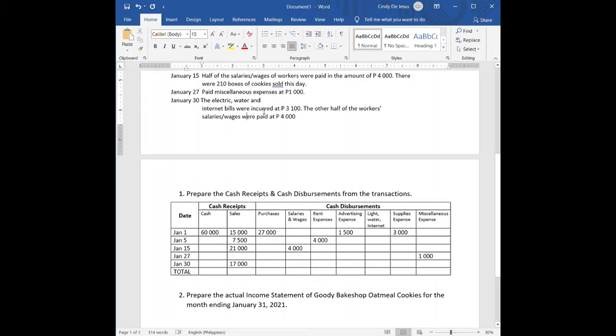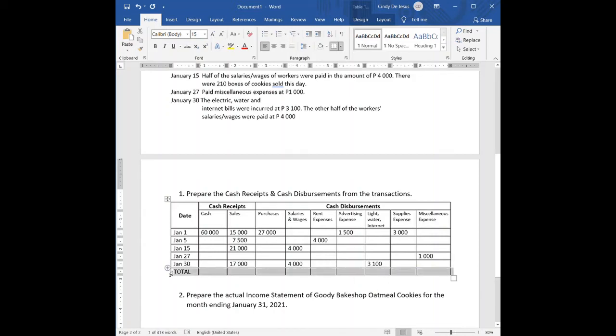Okay. Then, these are the expenses. Bills were incurred. Electric, water of 3,100. And of course, the other half of the workers were paid 4,000. So maybe they are paid twice a month, like in other businesses. Okay, so there. All you need to do here now is to get the total.